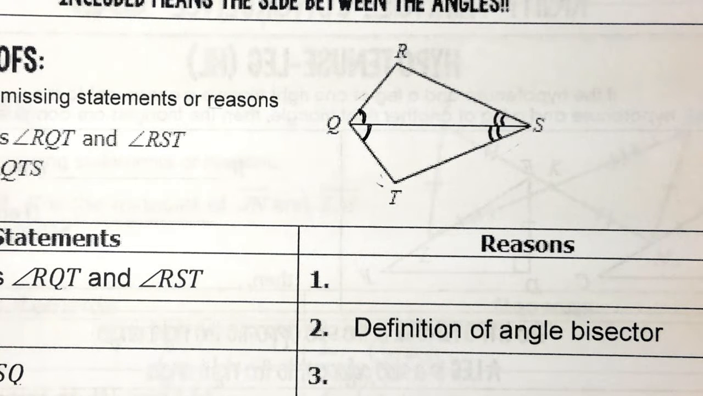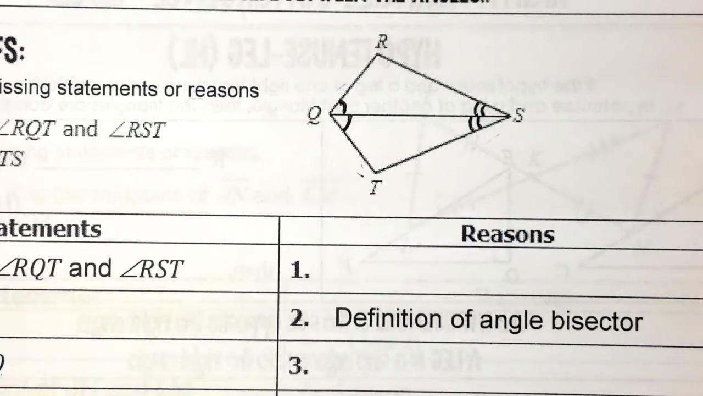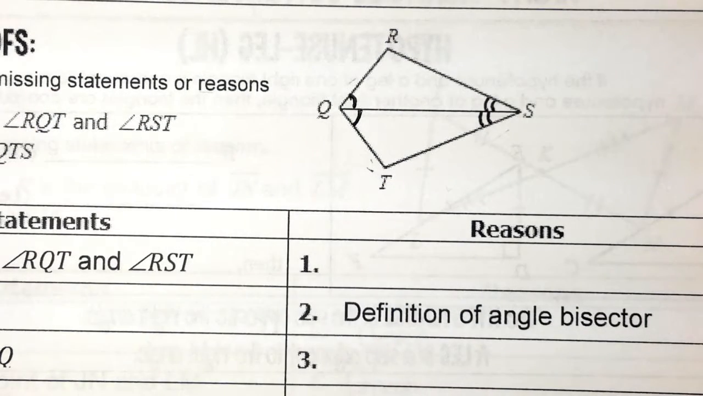Everything right in your statements and reasons. If your figure is not marked up, I'm marking your stuff wrong, because I know you don't really know what you're doing. You're trying to do it without it, and you're going to end up making a mistake. So these need to be marked based on what's given.